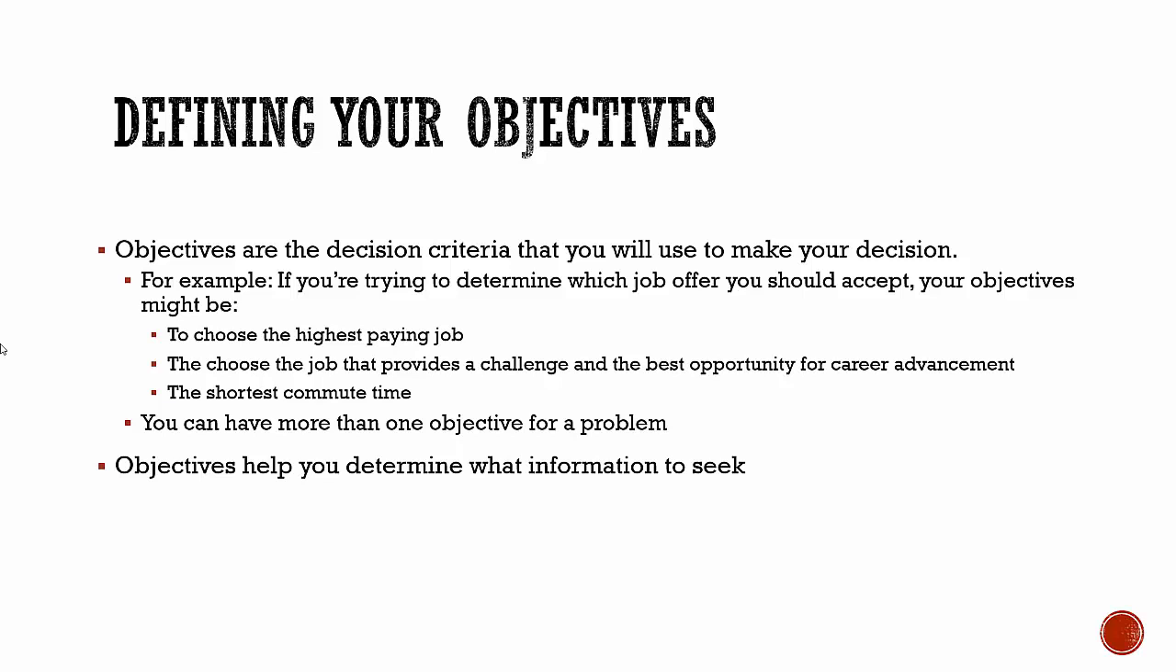It's important to notice that you can have more than one objective for a problem. And then later on, when we talk about the consequences table and going through the trade-offs between different alternatives, we can weight and we can use different objectives to figure out what is the best overall solution to our problem. Additionally, objectives help us determine what information we need to seek out in order to make our decision.